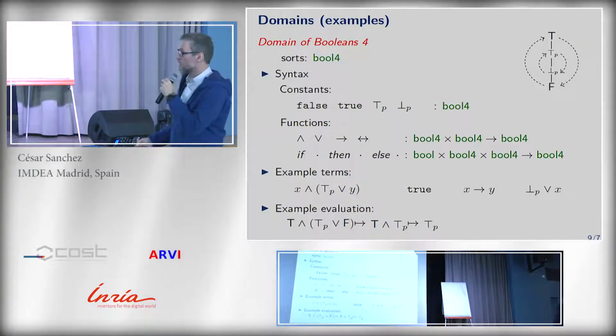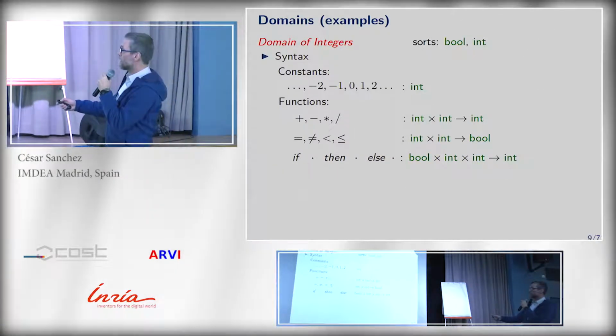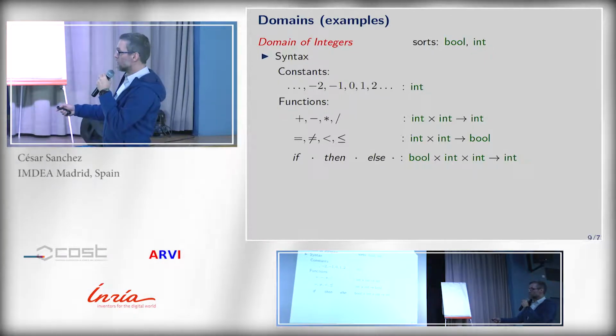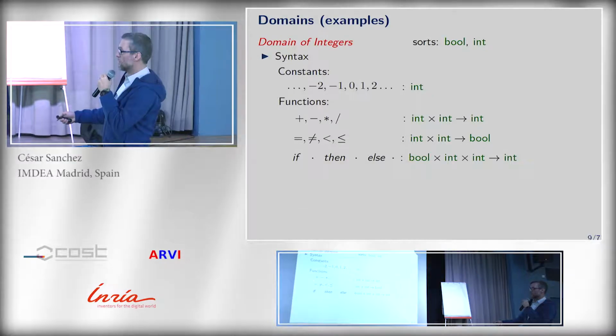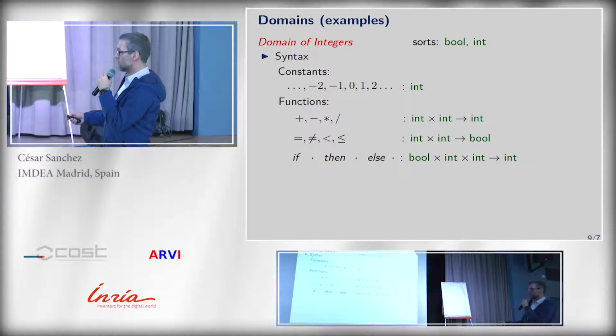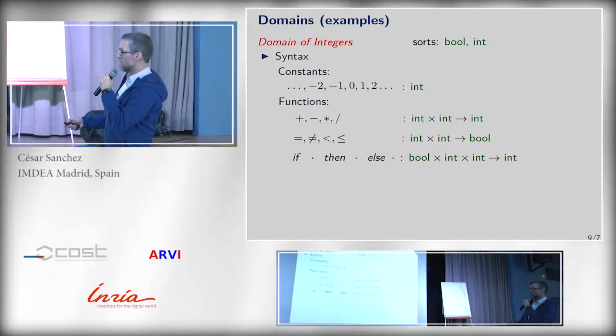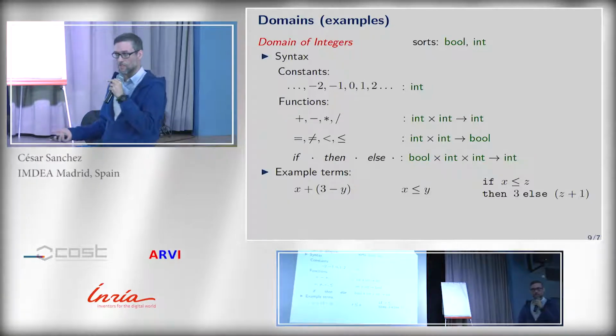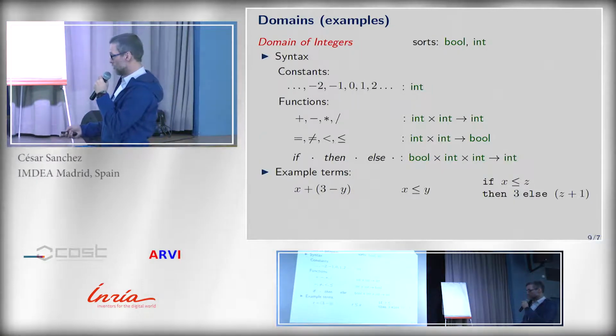All right? Of course, we can have integers. I add Booleans because we have anything else. In the integers, we have all the values of the integers as constants. We have operations between the integers, the usual ones. We have predicates that produce Booleans. And we have the if-then-else. So for example, x plus 3 minus y is one of the terms you can build in this interpreted theory.